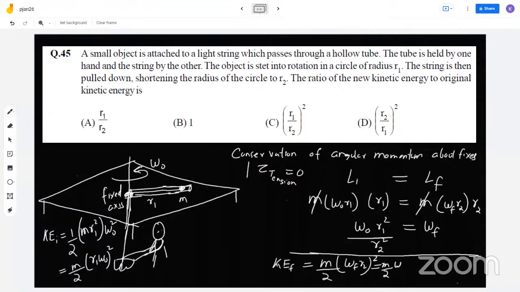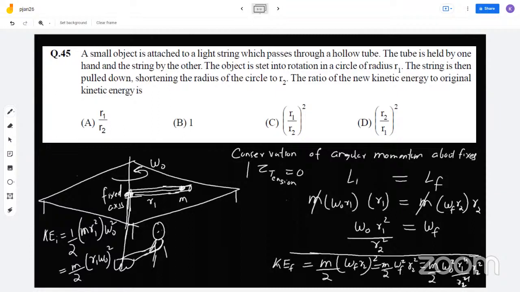So r2 square cancel. तो omega f square r2 square, in place of omega f square, what you'll write? Omega naught square, r1 to the power 4, r2 to the power 4, into r2 square.